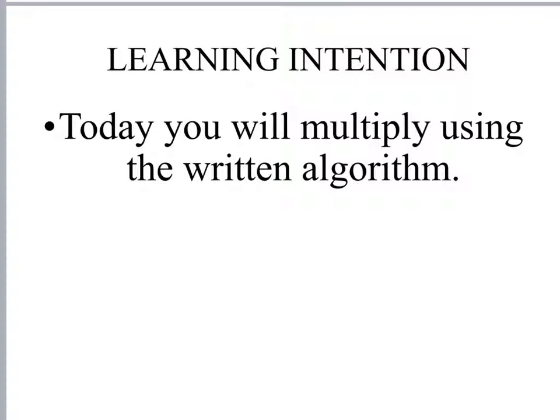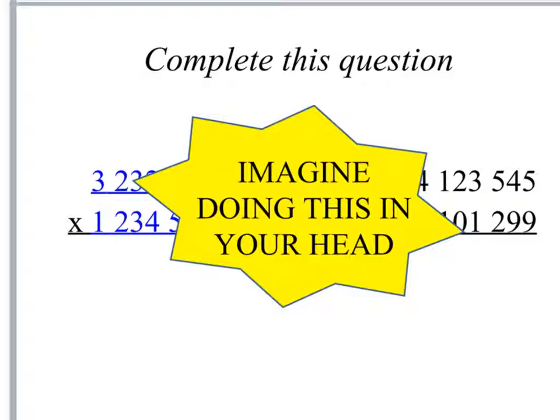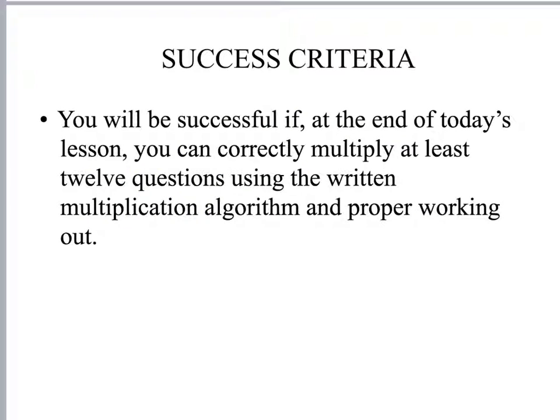So today what you're going to do is multiply using the written algorithm. The reason we have to do this, well, if you can imagine, if you could see it, this question behind here is many digits long. Multiplying it by the many digit long number underneath would take us a long time, and so we need to know this process to be able to help us. You'll be successful if at the end of today's lesson you can correctly multiply at least 12 questions using the written multiplication algorithm and proper working out.